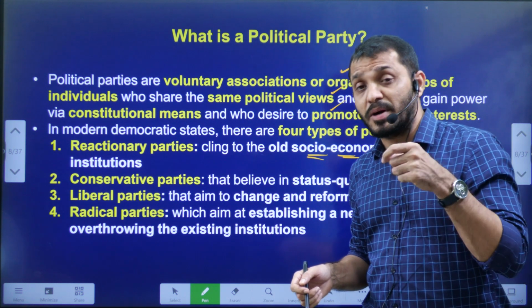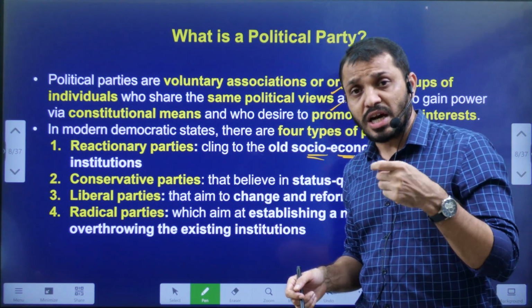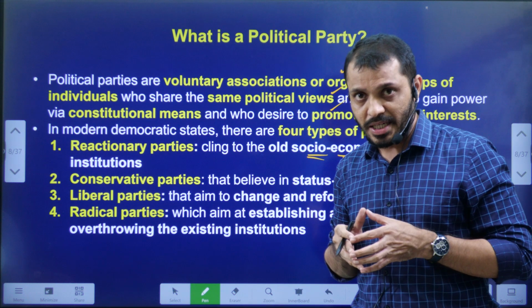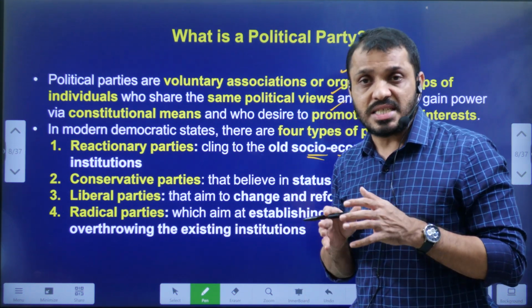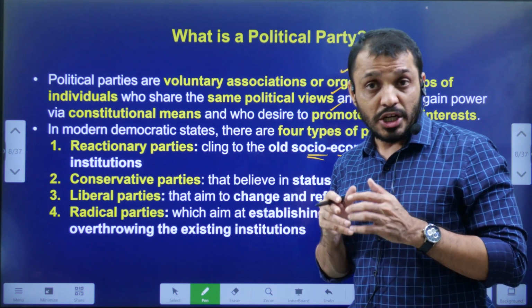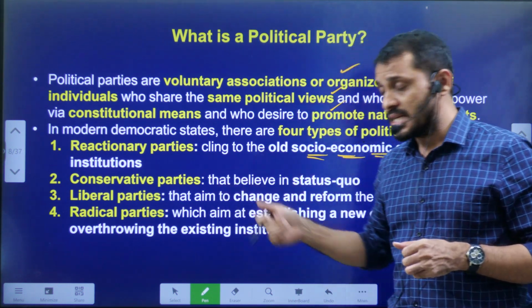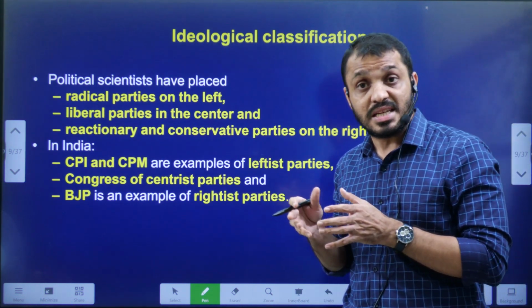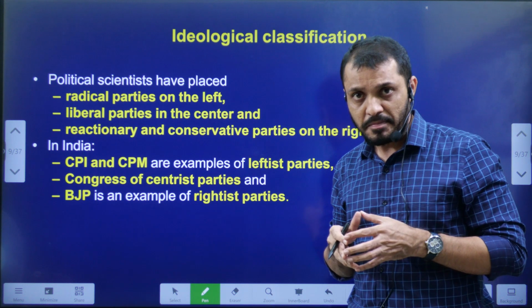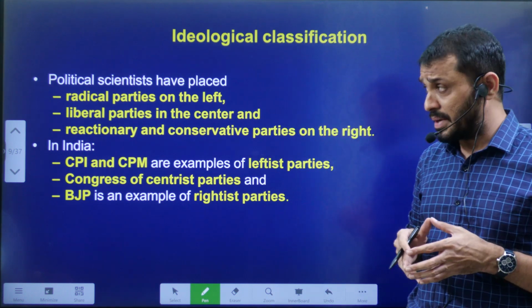Liberal parties are the parties which welcome change and give utmost priority to individual liberty. Whereas the radical parties want complete change in the existing system and propose a new system in its place. They are known as radical parties. You might have seen the Communist Party of India, Marxist Leninist, CPI ML. That is one of the radical parties.